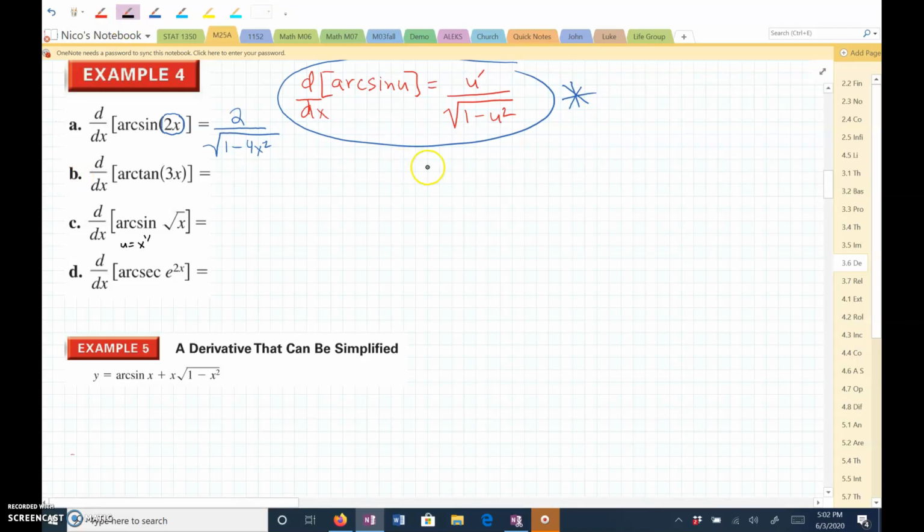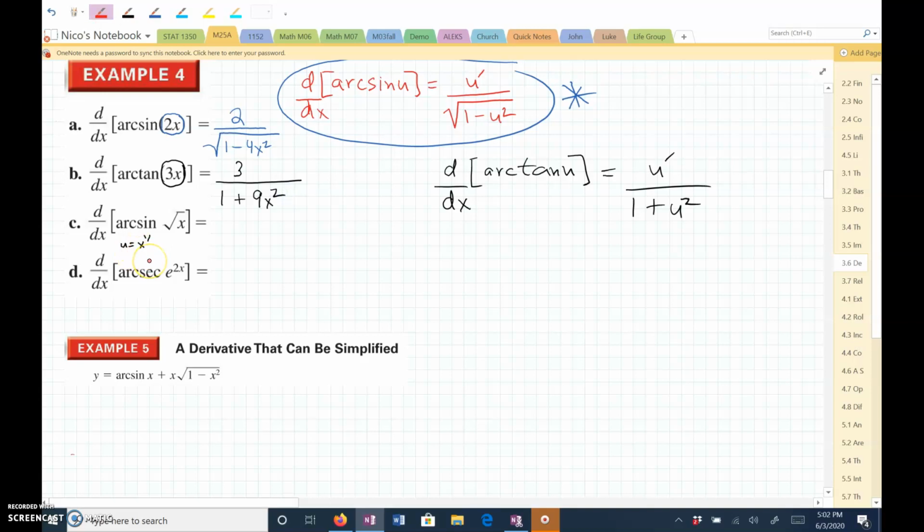B, for this one, we're looking at the derivative of arc tangent of u with respect to x. This is going to be u prime all over 1 plus u squared. For this problem, u is 3x, so the derivative of 3x is 3, all over 1 plus u squared. u is 3x, so 3x squared would be 9x squared.